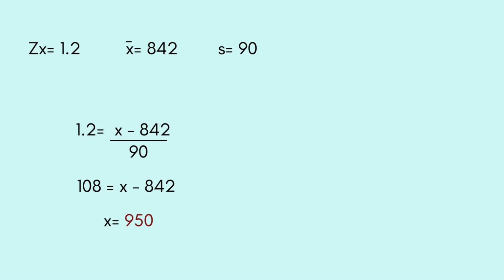Why? How did that happen? Because of the negative 842, you add 842 on both sides, or simply transpose negative 842 to the left side. That's why the value of x is 950. So therefore, the light bulb had a lifespan of 950 hours.